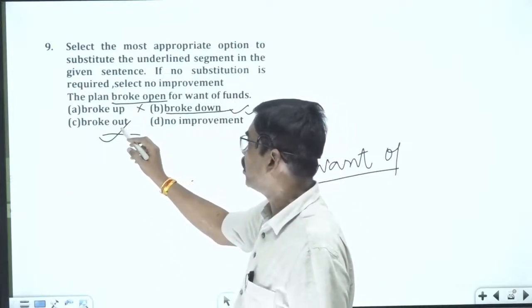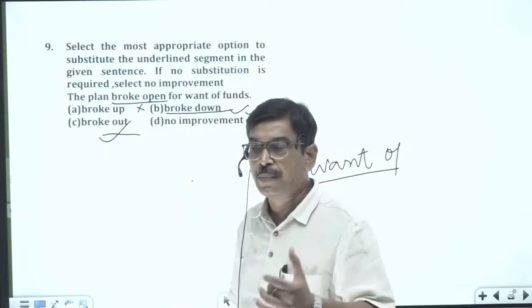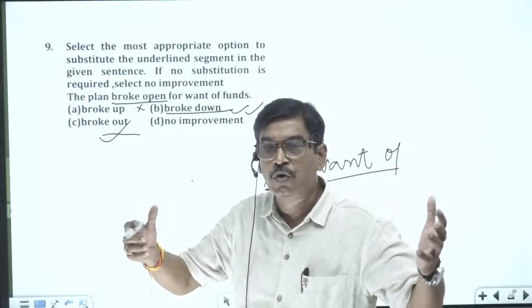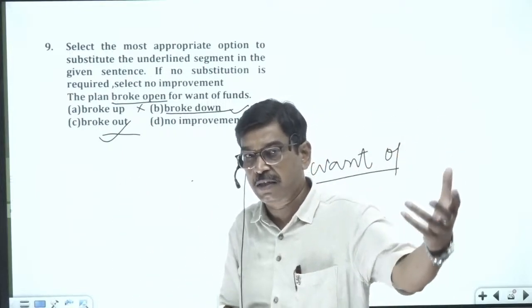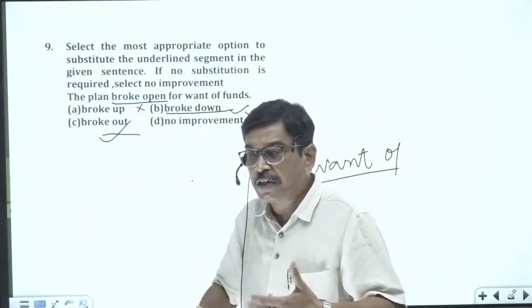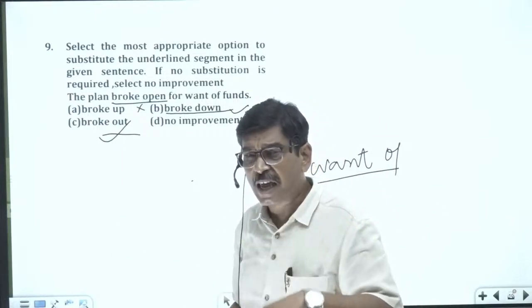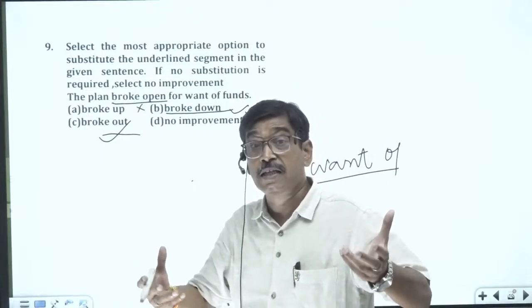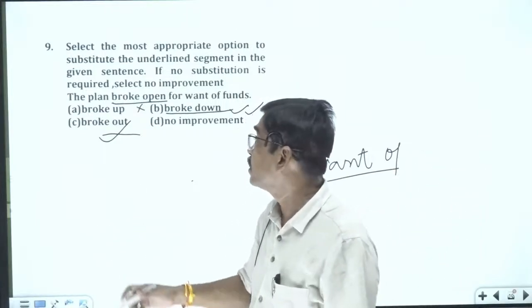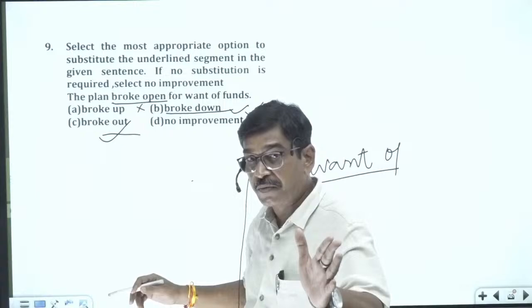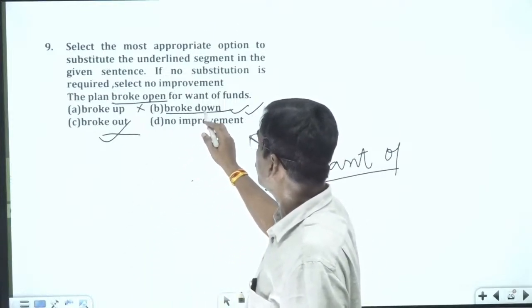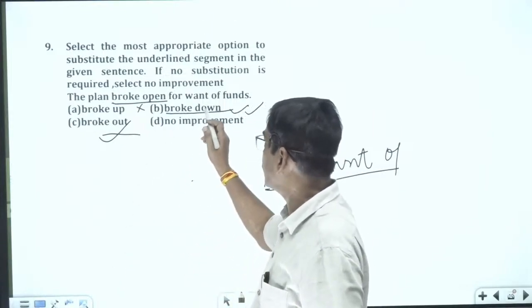And what is the meaning of broke out? For example, cholera has broken out in many cities, spread. So broke out means suddenly something started. For example, the riot has broken out in many cities. That's why broke out is a very different phrasal verb, and broke down means failure. So the answer is broke down.